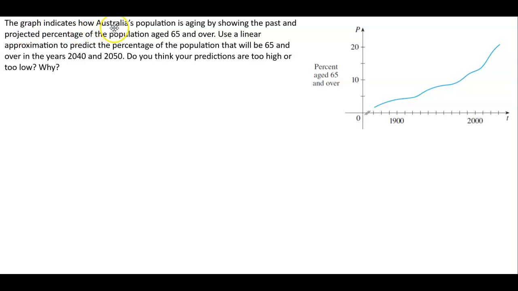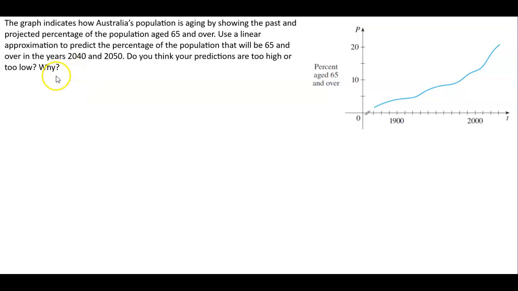The graph indicates how Australia's population is aging by showing the past and projected percentages of the population aged 65 and over. We want to use a linear approximation to predict the percentage of the population that will be 65 and over in the years 2040 and 2050. Do you think your predictions are too high or too low, and then why?